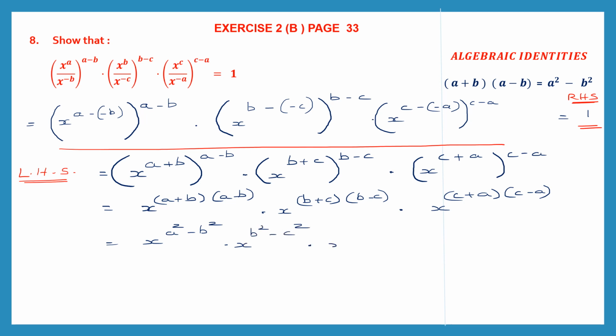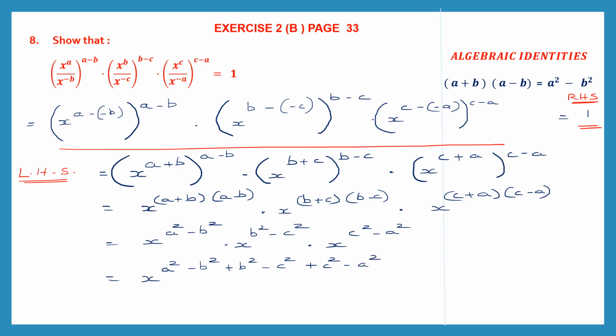Again, for the next one also we can do that, x raised to the power of c square minus a square. So this will be c square minus a square. Now here again, as you can see, the base is the same and it is multiplication. That means we can add up the powers. So here we can write this as x raised to the power of a square minus b square plus b square minus c square plus c square minus a square.